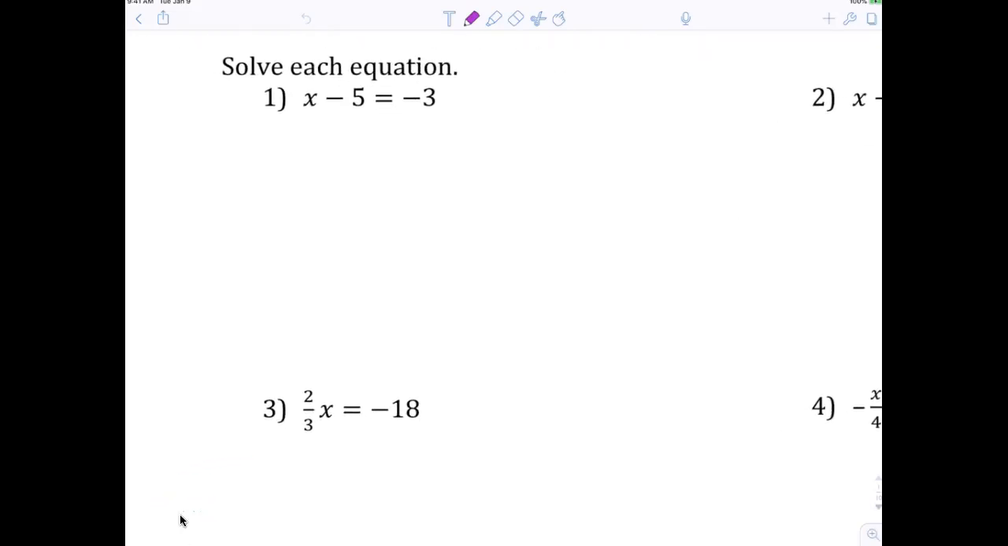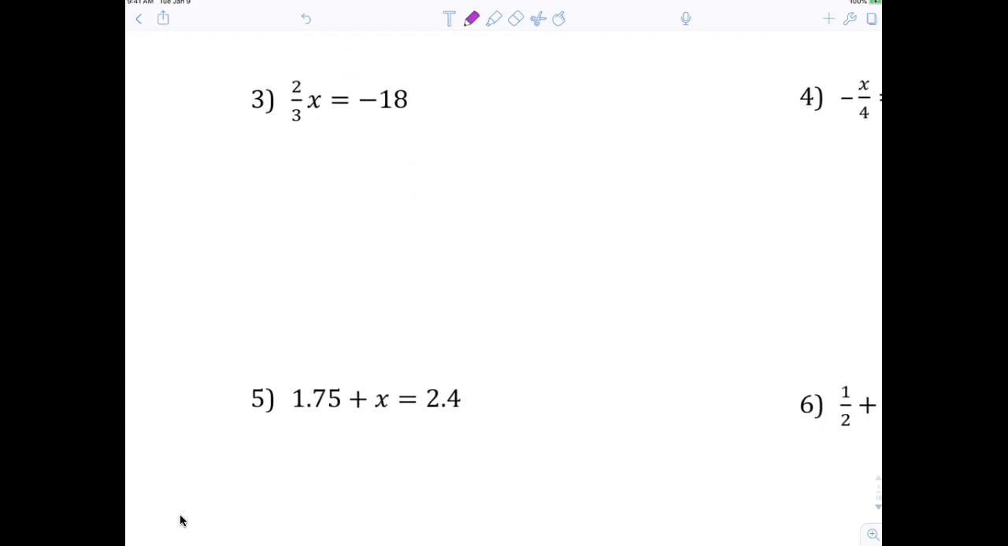Here we go. I'm pretty sure everybody just looked at this and says x equals what? 2. X equals what? 2. Thank you. X equals 2. Anybody having an issue with that? We're adding 5 to both sides. Everybody happy? Good? All right, number 2.